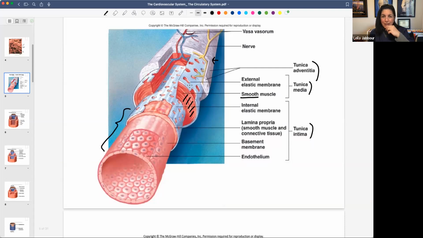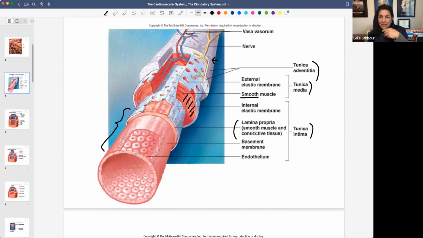This is a really nice diagram because it just shows you this layering, and it pulls the inner layers kind of forward. That way you can see the layering. All right, so smooth muscle in tunica media. What else did I want to say here? There's an elastic membrane in between, an elastic membrane even on the outer surface here.